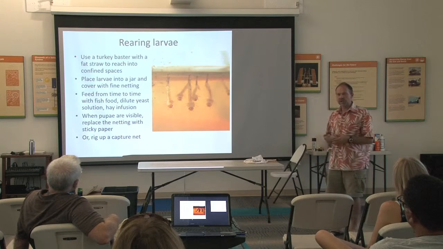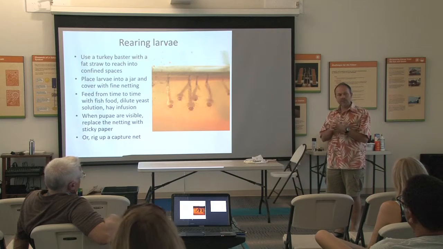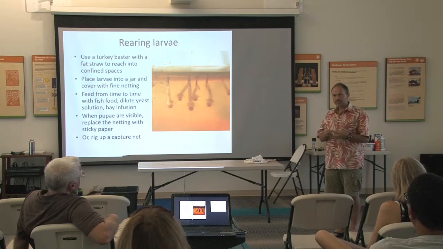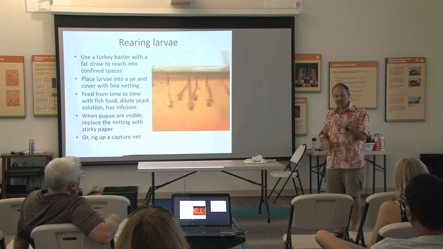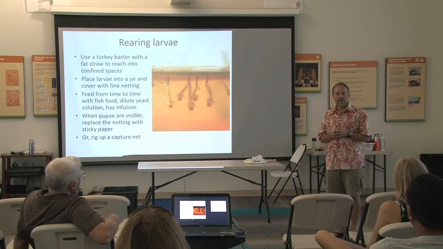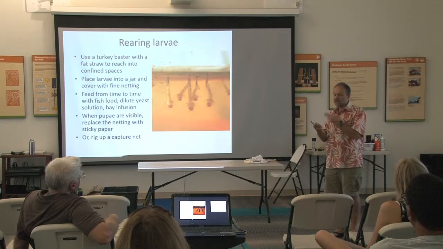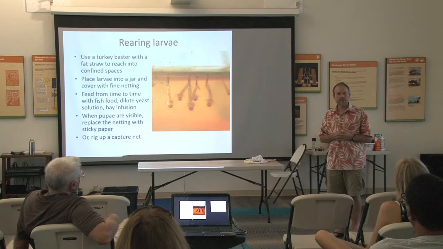When they eventually do hatch, you can catch them in a net, or what I like to do is put sticky paper on top of the jar so they have nowhere to go, and then they end up landing on it, and then you can just pick the paper up, take a picture of them, and then get rid of them. That works really well.